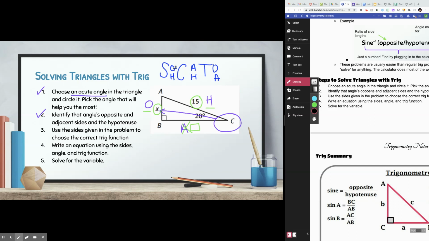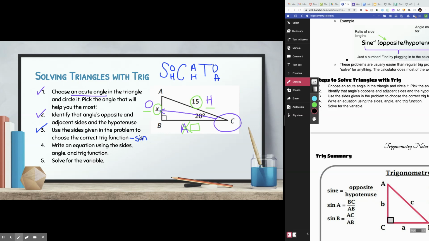Okay, and the trig function that goes with OH is sine. So that would be the correct trig function for this problem. Okay, I can check that one off. Step 4 says write an equation using the sides, the angle, and the trig function.